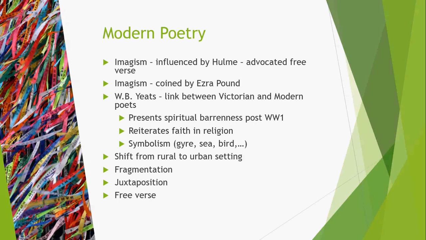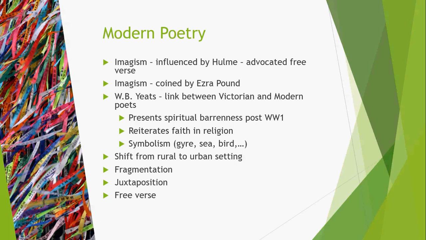In the same age, in the modern age, when we talk about modern poetry, we have W.B. Yeats, who can be considered to serve as a link between the Victorian and the modern poets. In his poetry, we find a presentation of the spiritual barrenness that was very evident after World War I. Yeats reiterates his faith in religion, and we find similar things happening in modern poetry. This is not unique to Yeats himself. What I am telling you about Yeats was common to modern poetry as well.